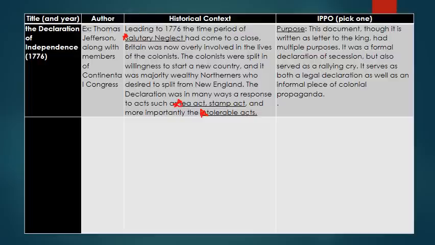After historical context, you're going to move over and do one of the other skills: intended audience, purpose, point of view, or outside information. So for this one, the Declaration of Independence. The purpose, as we said, though it is written as a letter to the king, it also had multiple purposes. It was, yes, a declaration of secession, of removing themselves from British rule, but it also serves as a rallying cry or as a piece of colonial propaganda. So that would be a very successful, well done explanation, historical HIPPO analysis of the Declaration of Independence.